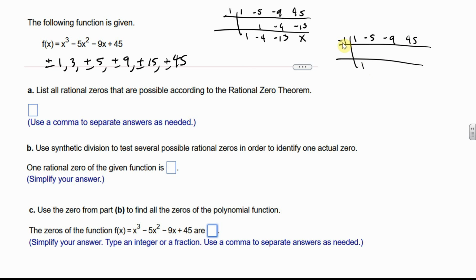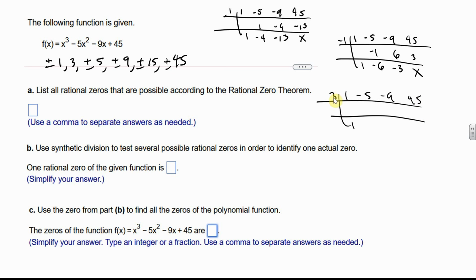Bring down the 1. Negative 1 times 1 is negative 1. Get negative 6. Here we get 6. Negative 1 times negative 6 is 6. Negative 3 gives me 3. I don't get 0. So now let's go to the 3. 1, negative 5, negative 9, 45. So let's test the 3.